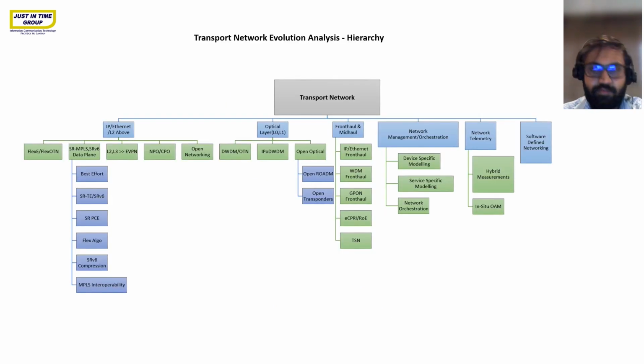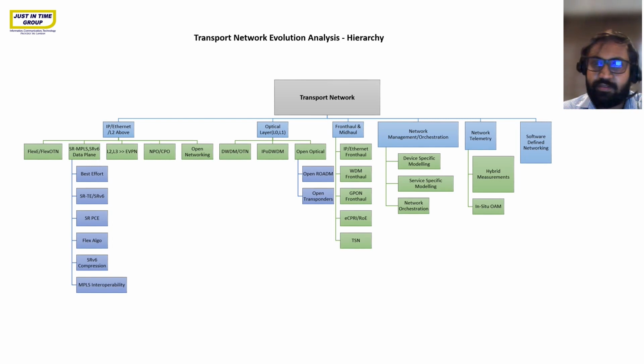So this is a high level overview, and we went through this one in the last webinar as well. We need to look at IP, Ethernet, and L2 and above layer evolution. So we need to think about how you could adopt FlexE and FlexO, and depending on the requirements, whether it is a good choice to go for if you want to do network slicing as hard slicing in the PHY layer.